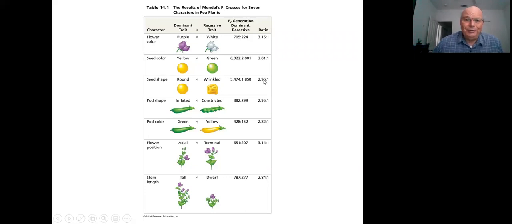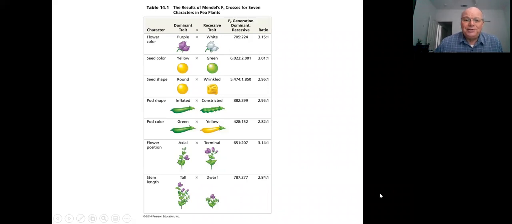Round versus wrinkled, very close to 3:1. Pod shape, inflated versus constricted, very close to 3:1. Pod color, a little bit further away from 3:1, but in the ballpark. Flower position, pretty close to what the flower color was. So you could say it's pretty close to 3:1. Stem length, tall versus dwarf, again, in the ballpark of 3:1.